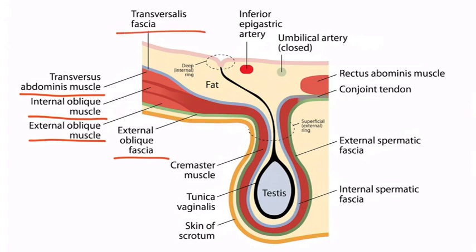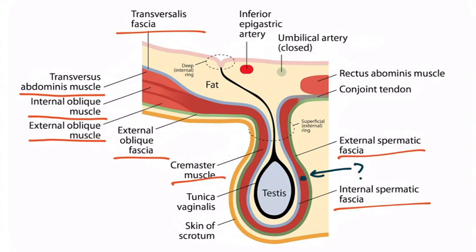The transversalis fascia will continue medially and wrap around the testis and then become the most internal layer of the spermatic fascia. So here it is called the internal spermatic fascia. The external oblique fascia follows a similar pattern, and it's called the external spermatic fascia. But what about this middle layer? Well, this is a continuation of the internal oblique muscle, and it's called the cremaster muscle, or cremasteric fascia.